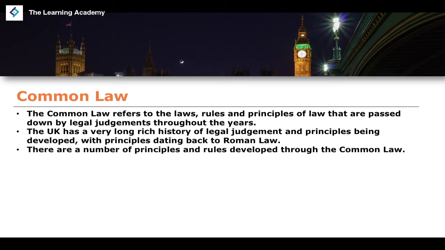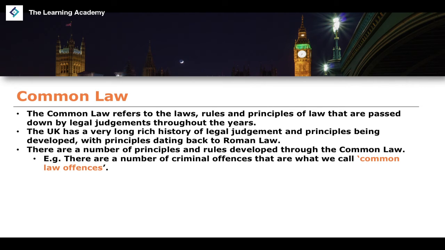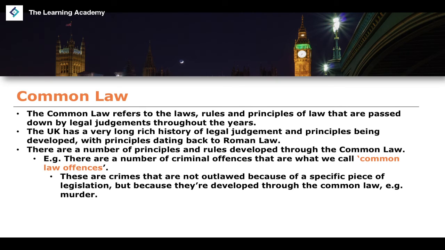There are a number of principles and rules that are developed through the common law. So, for example, there are a number of criminal offences that we call common law offences. Now, you might not know this, but common law offences are crimes that are not outlawed because there is a specific piece of legislation, but because they are crimes that have developed through the common law. For example, murder. Murder is a crime in the United Kingdom, not because there is some act of Parliament that makes murder illegal, like some murder act. There isn't. There is no law passed by Parliament that specifically outlaws murder or describes what murder is. Murder is defined through case law and through the common law, which is quite an interesting piece of information for you there. There are lots of other crimes as well. So there are a number of what we call non-fatal offences, like assault and battery. Those are also common law offences.